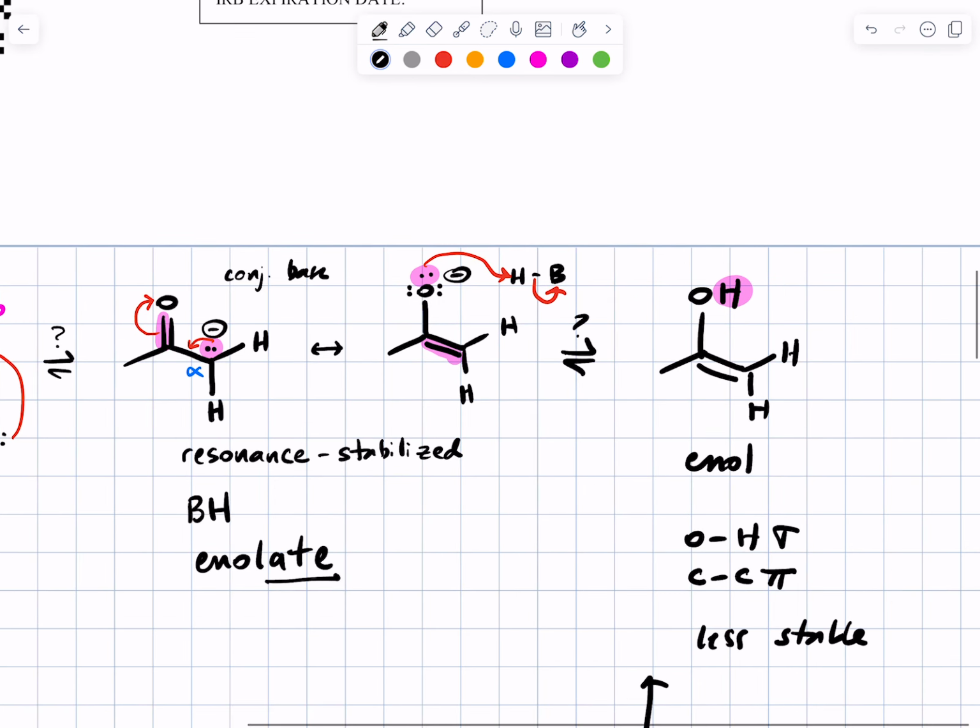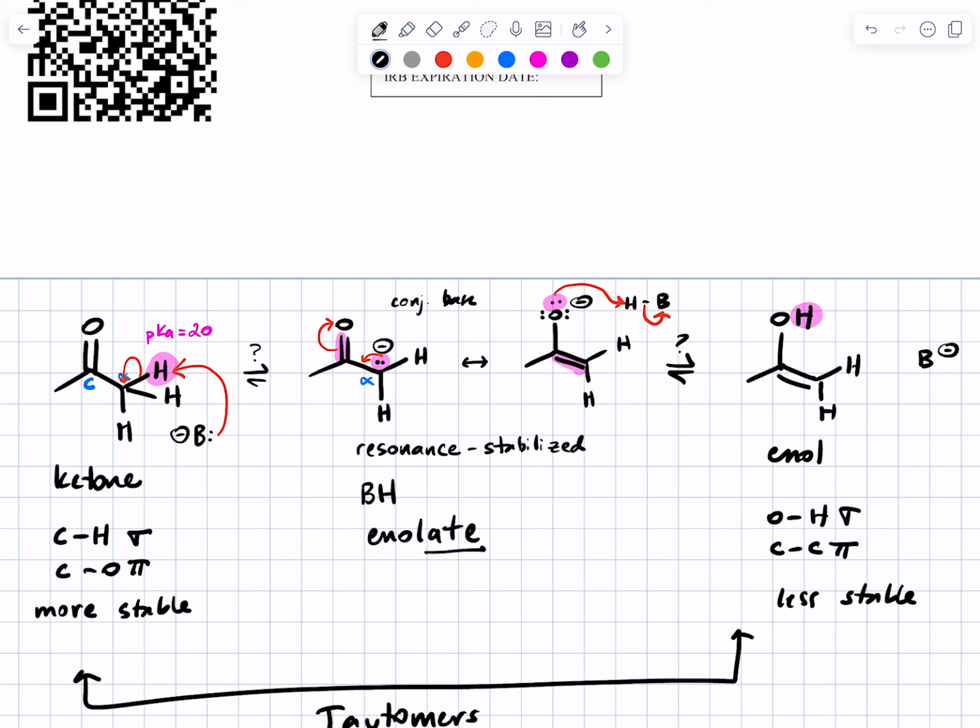And of course, the equilibrium between enolate, enol, and ketone is going to depend on a couple of things. First, the fact that the keto form is more stable than the enol form, but then it's going to depend on the base strength, whether we have a majority of enolate formed or not. Okay? Questions about the enol and the enolate?